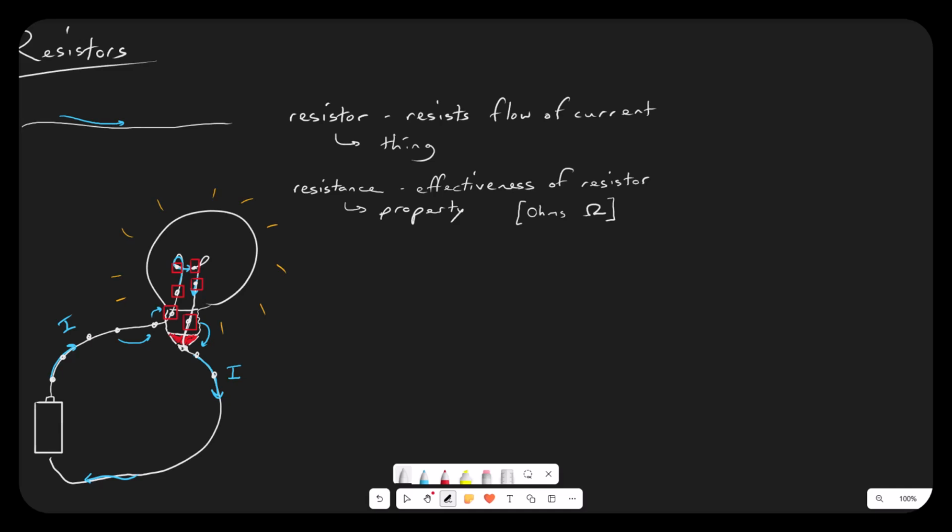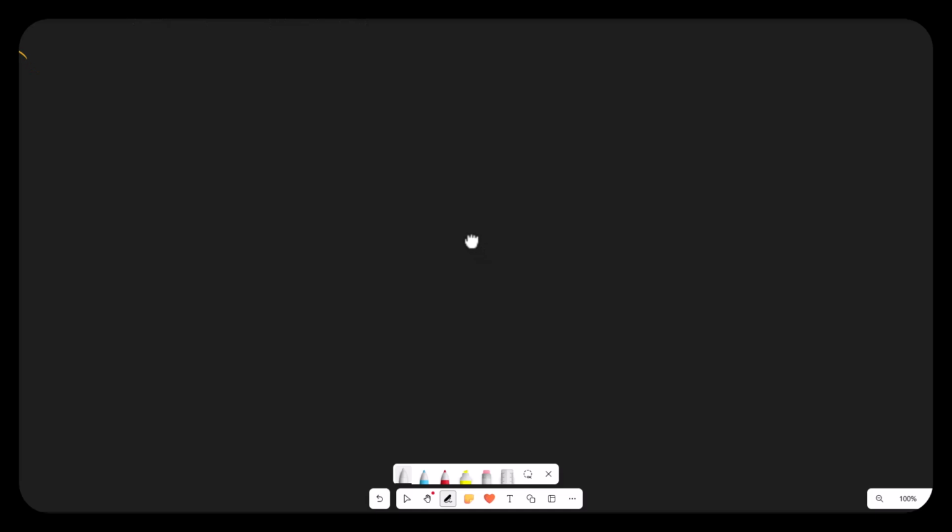A resistor, we don't always use a light bulb. One thing we'll do, you'll find that a lot of circuit elements in real life are just shaped like cylinders.